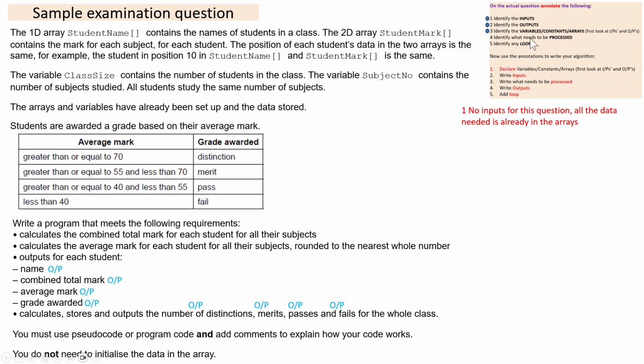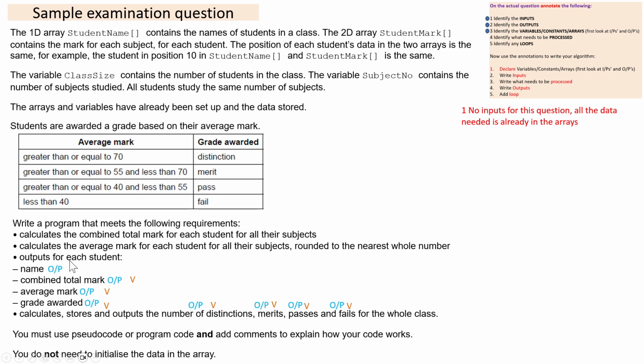Next, we're going to identify variables, constants, and arrays. I've said there, first look at inputs and outputs, because generally something that's input or output will need to be stored. Right, so looking at our outputs, name. You could create a variable for name, but you don't need to because they're already stored in the student name array. But if you did make a variable, it wouldn't matter. But we do need to store the combined total mark once we've worked it out. We need to store their average grade. We need to store the grade that we're going to award them. And we also need variables to store the number of distinctions, number of merits, number of passes, and the number of fails as well.